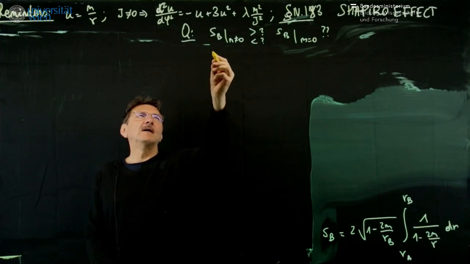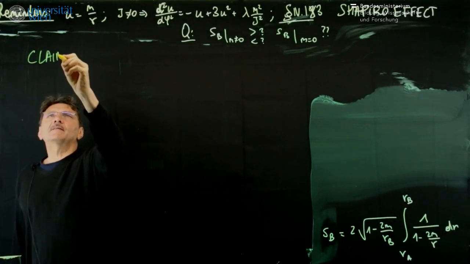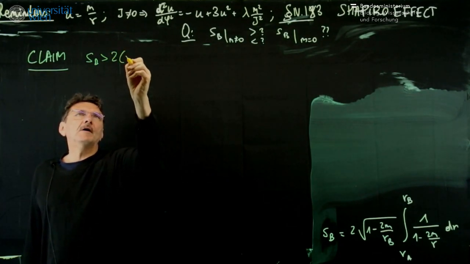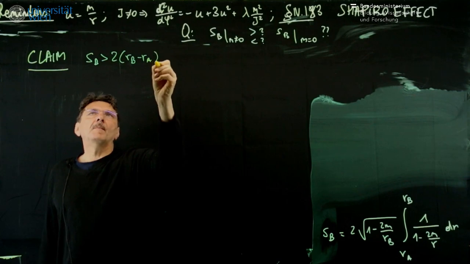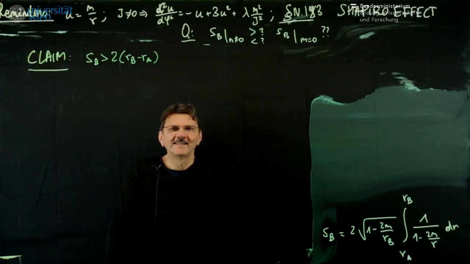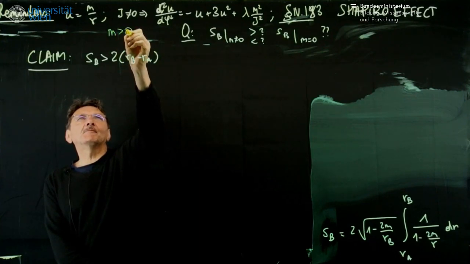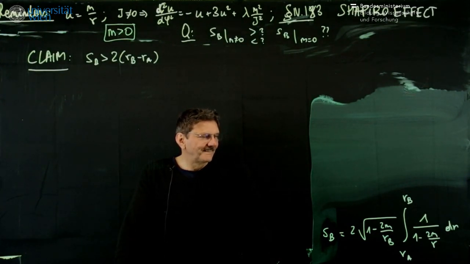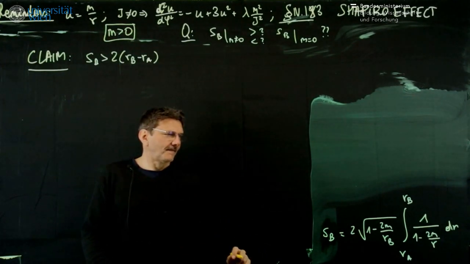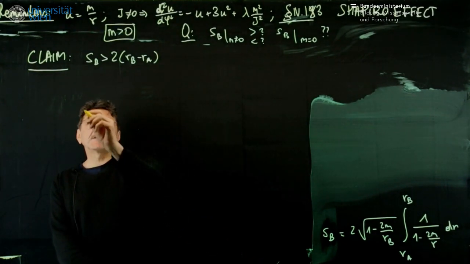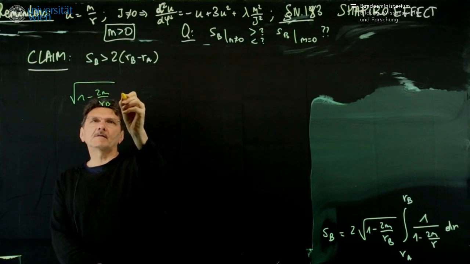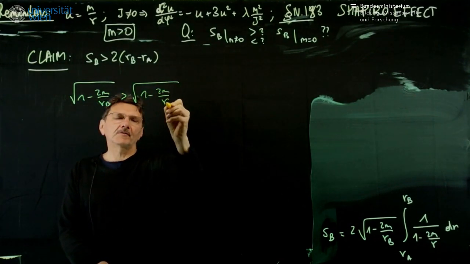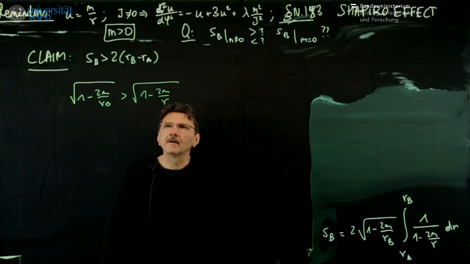Does anyone have a simple argument that SB is larger than 2 times B minus R? I assume we're talking about strictly positive mass and not just mass that's non-negative. Very good. Schwarzschild, yes. Always positive. In that case, we can just estimate the prefactor from below by putting it into the integral and then replacing the RB with an R, because that's monotonically increasing. So you're saying that 1 minus 2m over RB is larger than 1 minus 2m over R? Yeah, once from the integral, of course. Right. Is this clear?